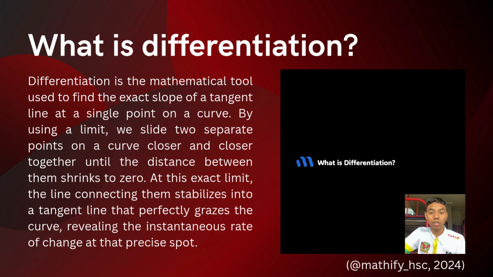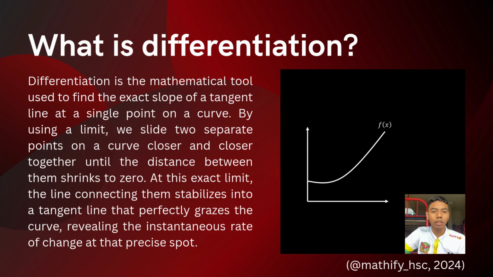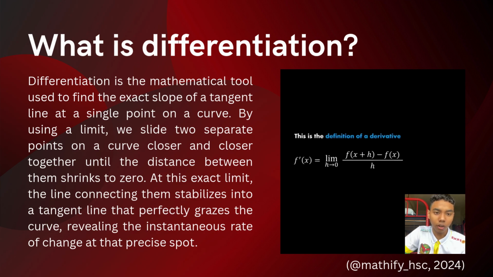So today I would like to answer this question. The question is, what is differentiation? Basically, differentiation is the mathematical tool used to find the exact slope of a tangent line at a single point on a curve. By using a limit, we move two points on a curve closer and closer together until the distance between them shrinks to zero. At this exact limit, the line connecting them stabilizes into a tangent line that perfectly grazes the curve, revealing the instantaneous rate of change at the precise spot.